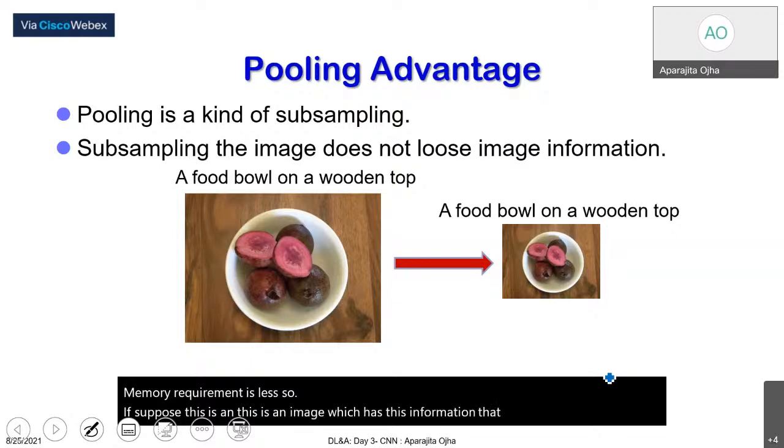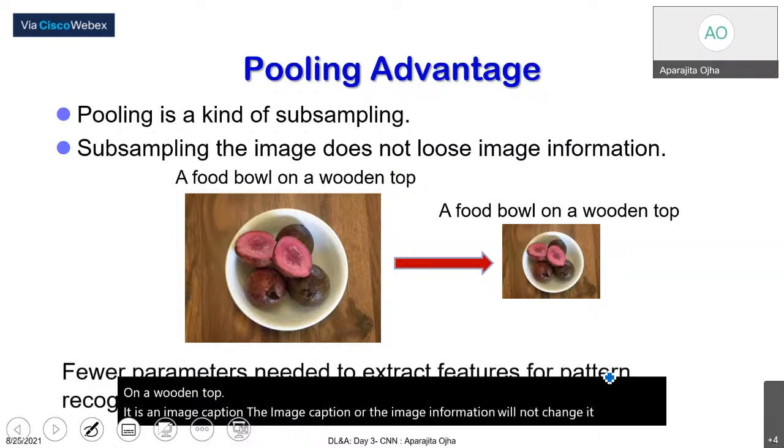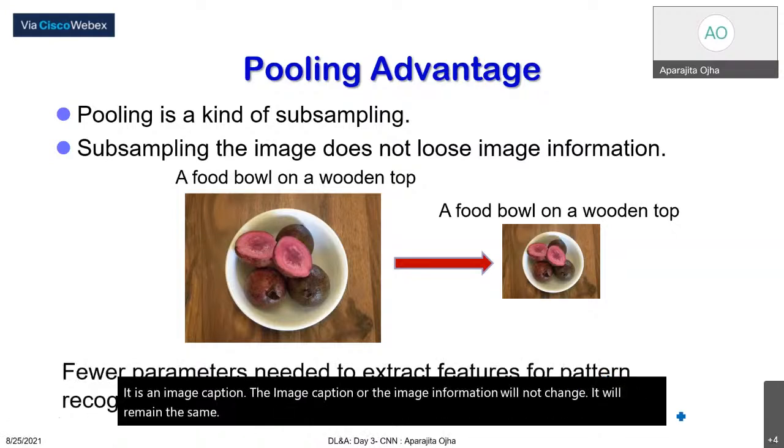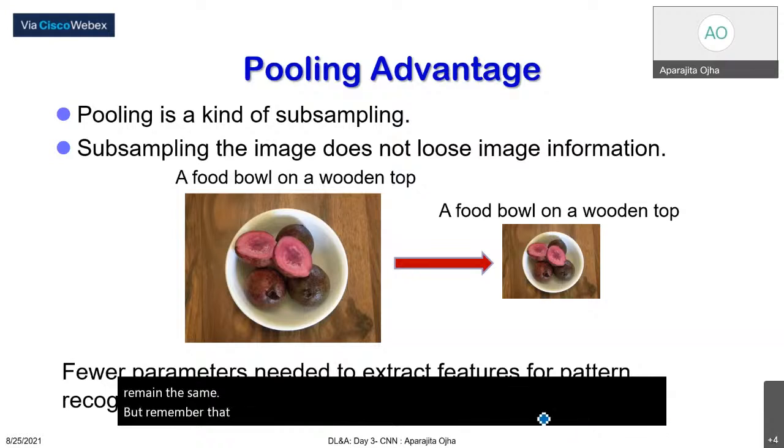So suppose this is an image which has this information, a food bowl on a wooden top, it is an image caption. The image caption or the image information will not change. It will remain the same. But remember that fewer parameters are needed to extract features for pattern recognition in this case, right?